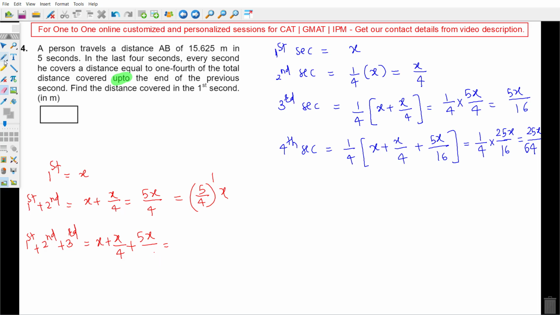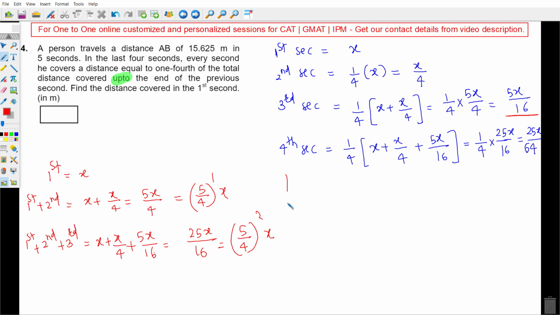Okay, look here. This is 5x by 16, what is it? Distance traveled in the third second. So this addition will be how much? This addition will be 25x divided by 16, that is equal to how much? (5/4)^2 into x.